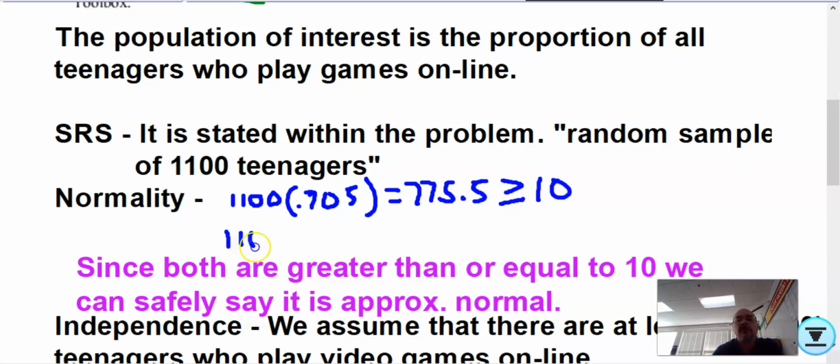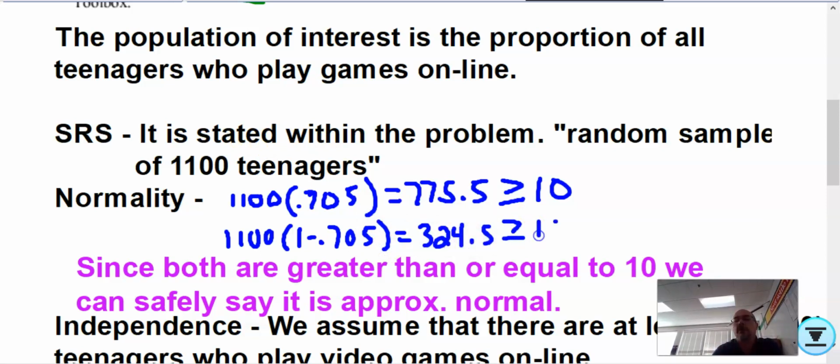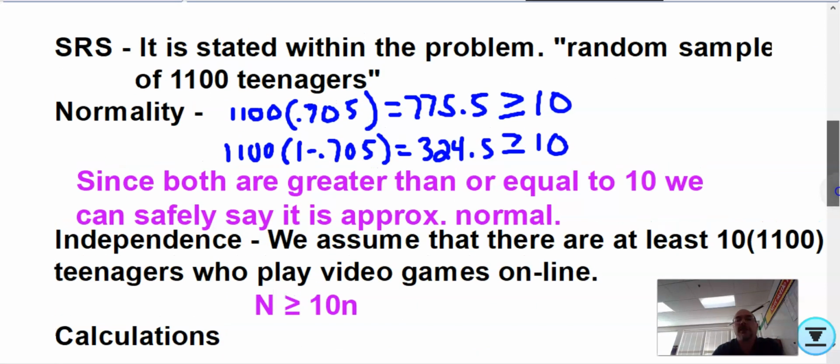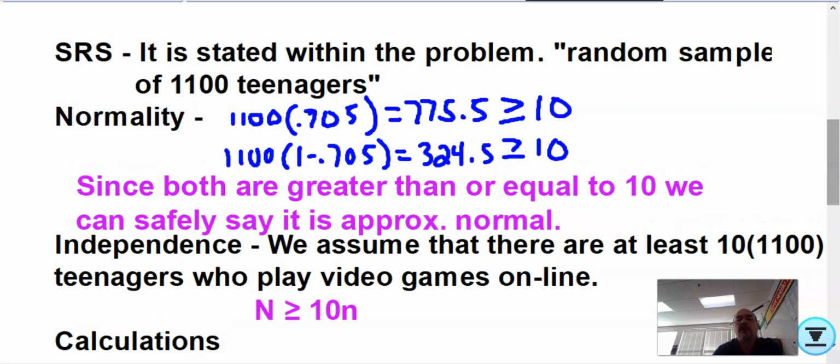And we take the 1,100 times its complement, which gives us 324.5, which is also greater than or equal to 10. Since both are greater than or equal to 10, we can safely say it is approximately normal. Normality is good. Independence. We assume that there are at least 11,000, which is 10 times 1,100, teenagers who play video games online. Definitely there are more than 11,000 teenagers who play online.